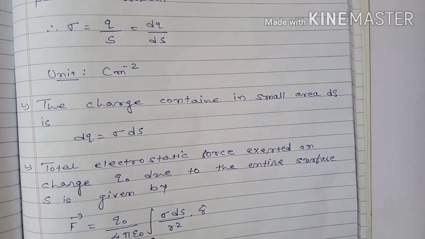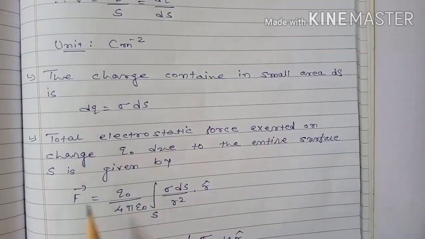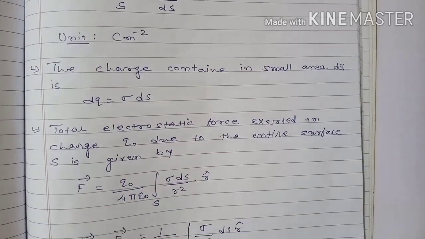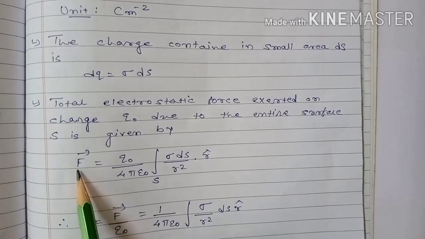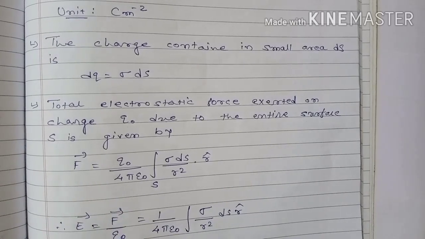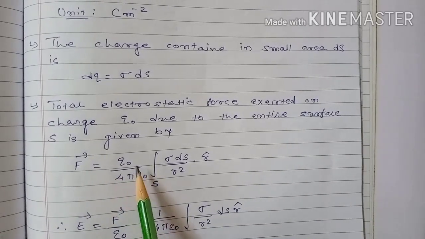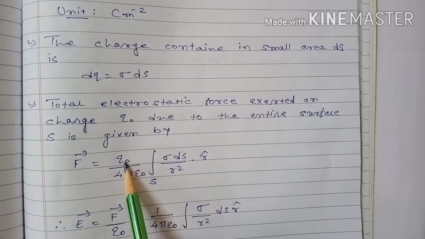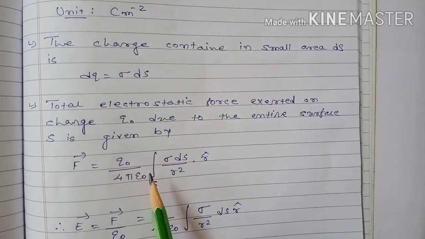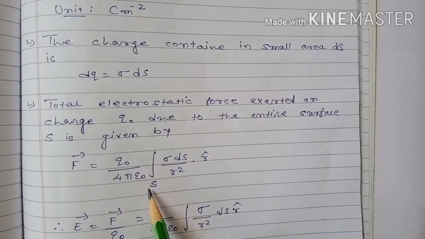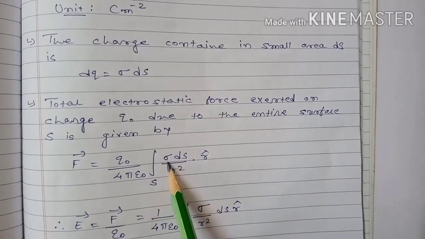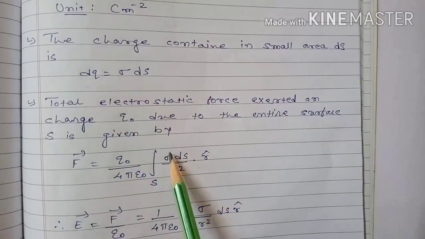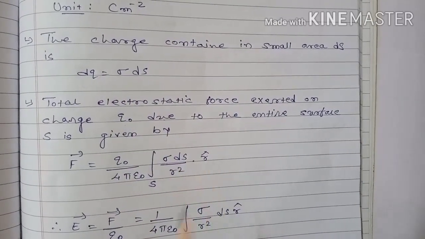And if we have to find total force exerted on q naught due to the entire surface, then it is given by F vector is equal to 1 upon 4 pi epsilon naught, q1 q2 upon r square into r cap. q1, that is test charge q naught, integration, we are finding total force, so integration over entire surface S, q2, that is small dq is equal to sigma ds upon r square into r cap.